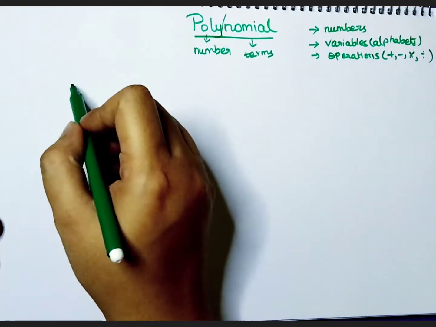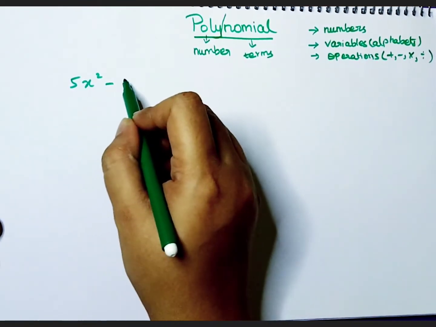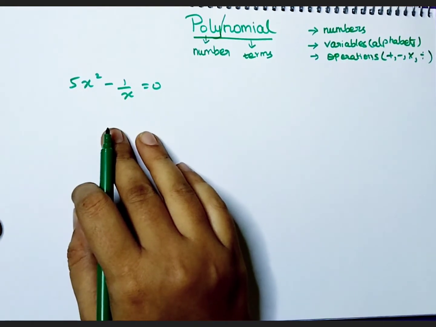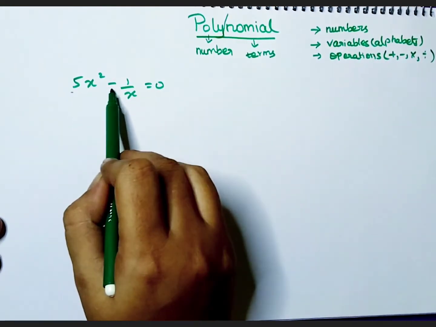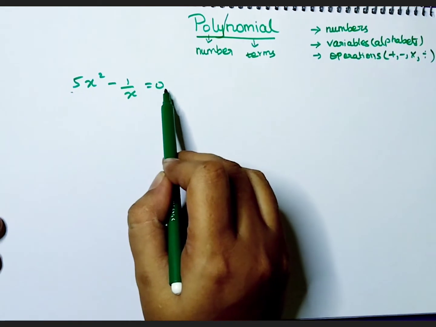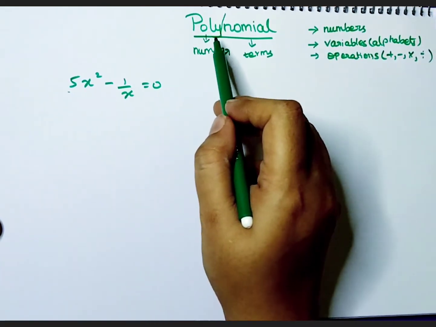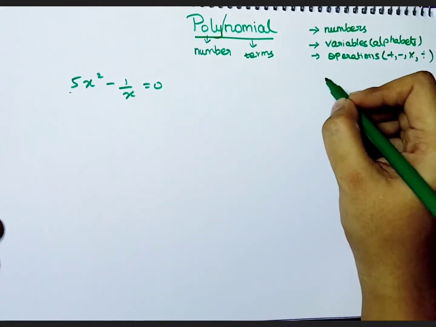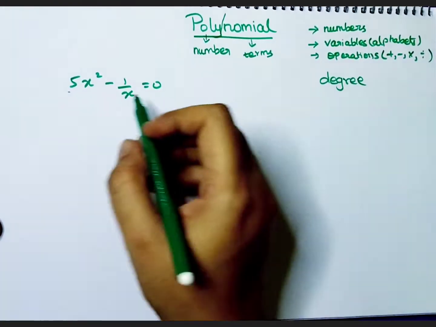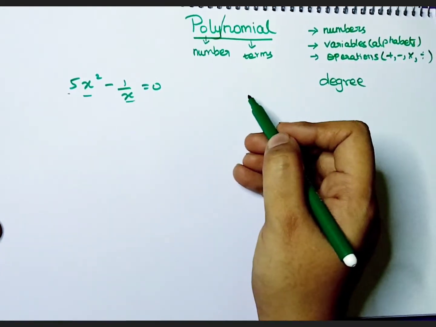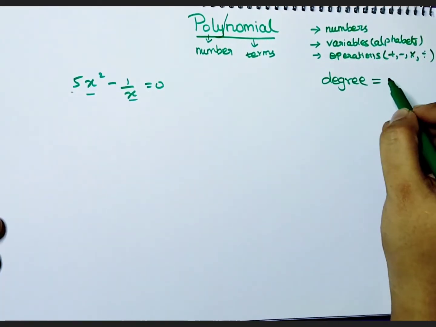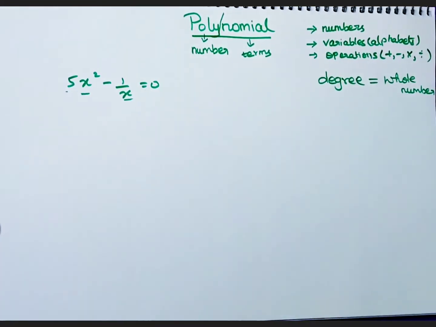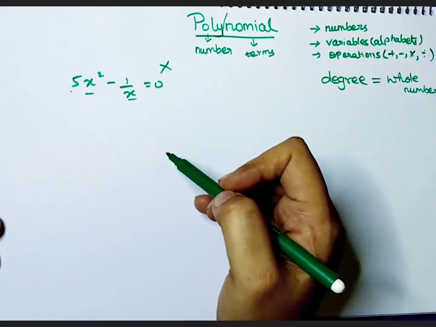Okay. So if we have an expression 5x square minus 1 by x equal to 0, whether this is a polynomial, we will check it. Here we have the numbers, arithmetic operations, variables, etc. The first and foremost condition for polynomials is that the degree of the variable should be a whole number. You can use as many variables as you need, but the degree should be a whole number, 0 or greater than 0. Okay, so this cannot be a polynomial.